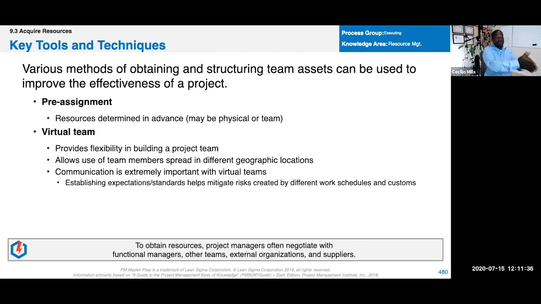So again, we can jump back and forth between process groups. You could also have a virtual team. All right, so remember that even though it's your organization, maybe everybody's already meeting virtually, for the exam, these are still tools and techniques of acquiring resources. Any questions?